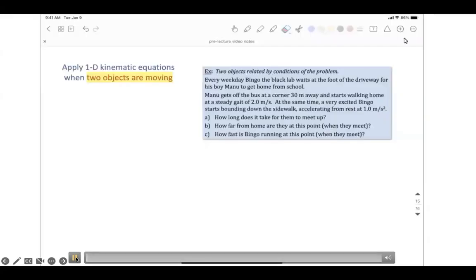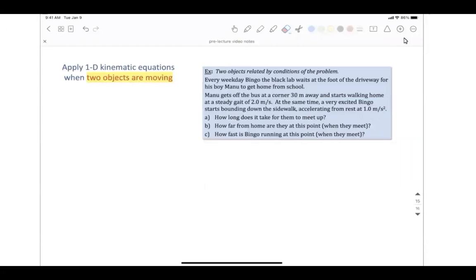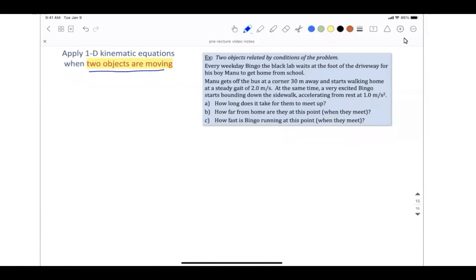Hello everyone. In this example, we have a case of applying one-dimension kinematic equations when we have two objects in motion. In previous cases, when we had just one object in motion, the best thing to do is start by drawing a sketch of the situation. We pick the coordinate axis.